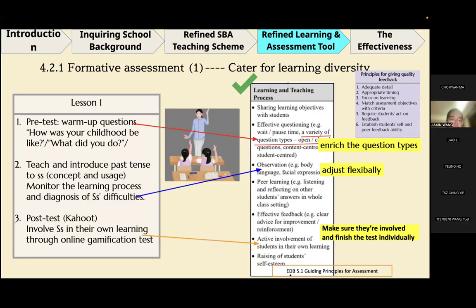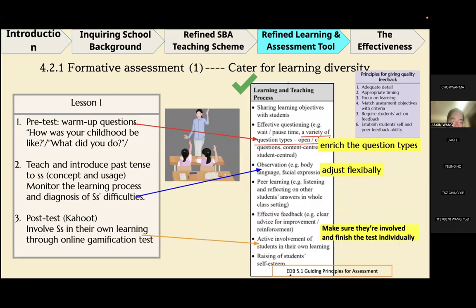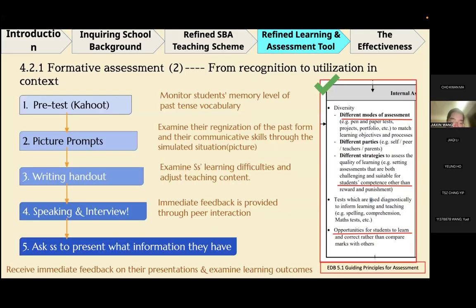monitoring the learning process and the diagnosis of students' difficulties. We also want to involve students in their own learning through an online gamification test.